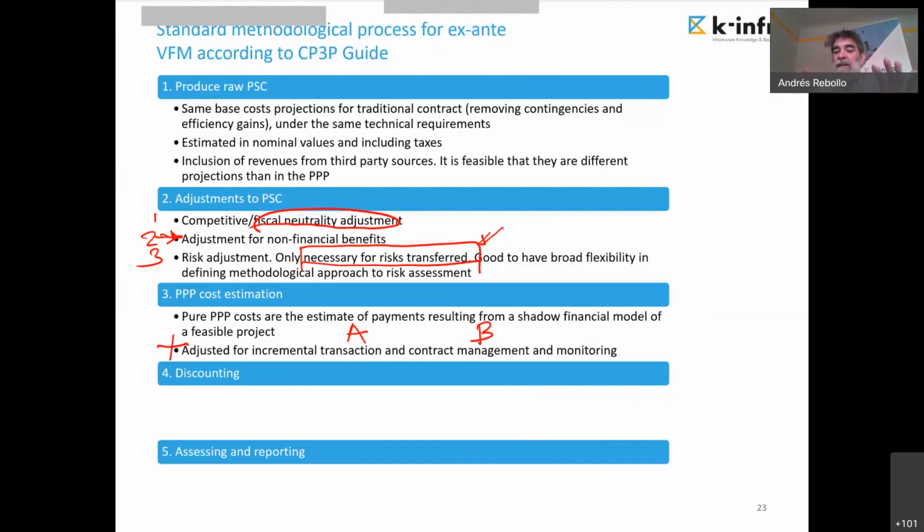assistance. So the CP3P guide and many general practices all around the world say this is different. This is more costly in the PPP. So you need to adjust the PPP projections with an estimate of the difference of the transaction cost. So you don't put it all here. You just put here the difference.